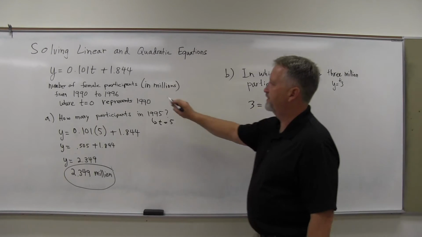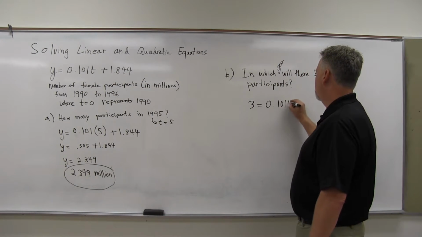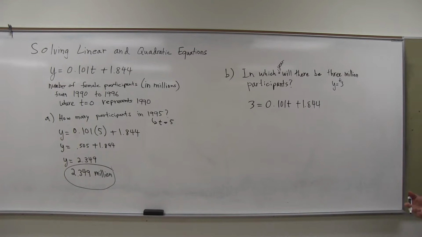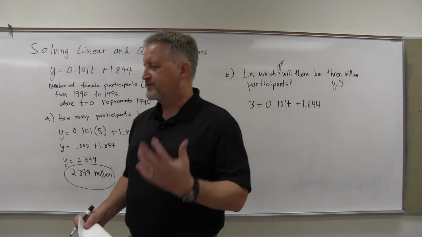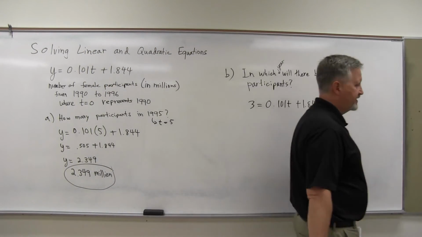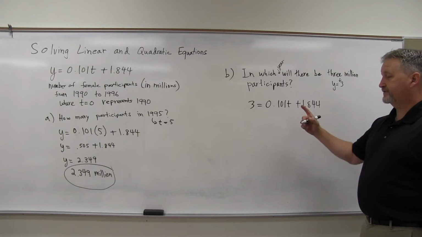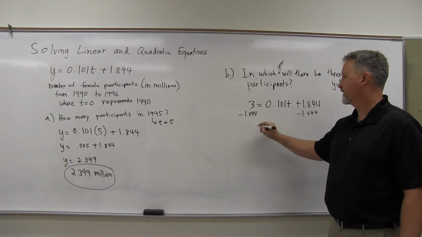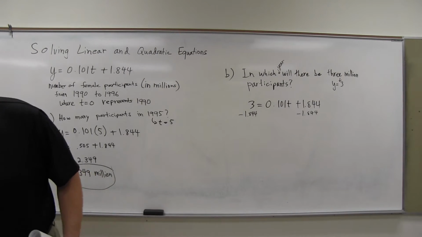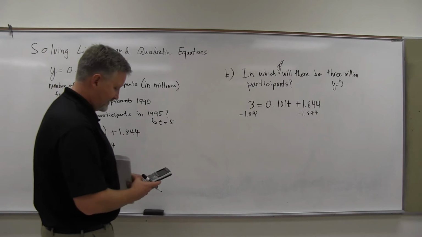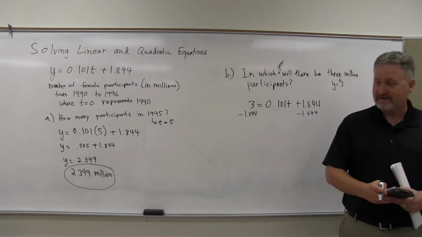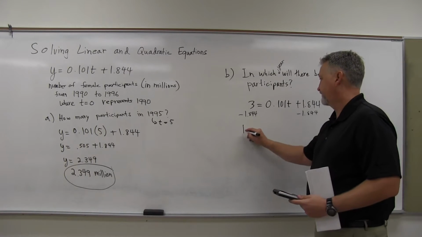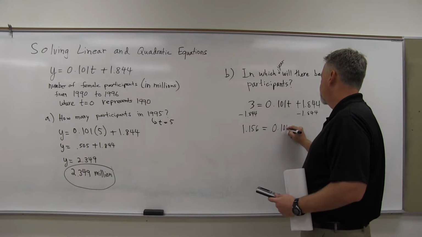That's what the model gives me, y in millions. So I'm just going to plug in y to be 3, so it'd be 3 equals 0.101 t plus 1.844. So this is what I've got. And so it's just solving a linear equation. We're just going to get t on the side by itself, so same drill. Subtract the 1.844. I'll use my calculator, because I don't trust myself here, 3 minus 1.844, 1.156, equals 0.101 t.